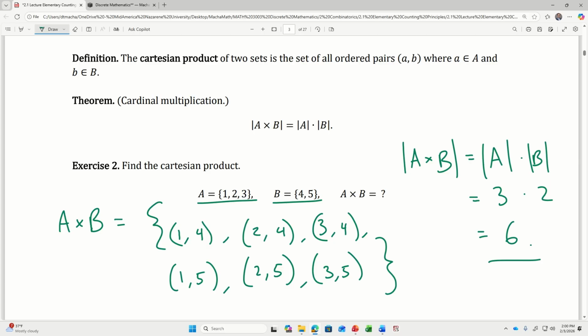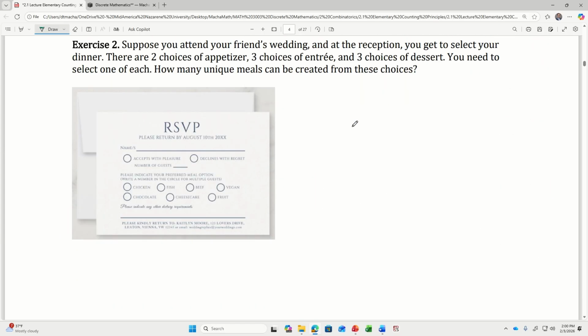Okay, so we might occasionally come across some word problems like this one. Suppose you attend your friend's wedding, and at the reception, you get to select your dinner. There's 2 choices of appetizer, 3 choices of entree, and 3 choices of dessert. You need to select one of each. How many unique meals can be created from these choices?